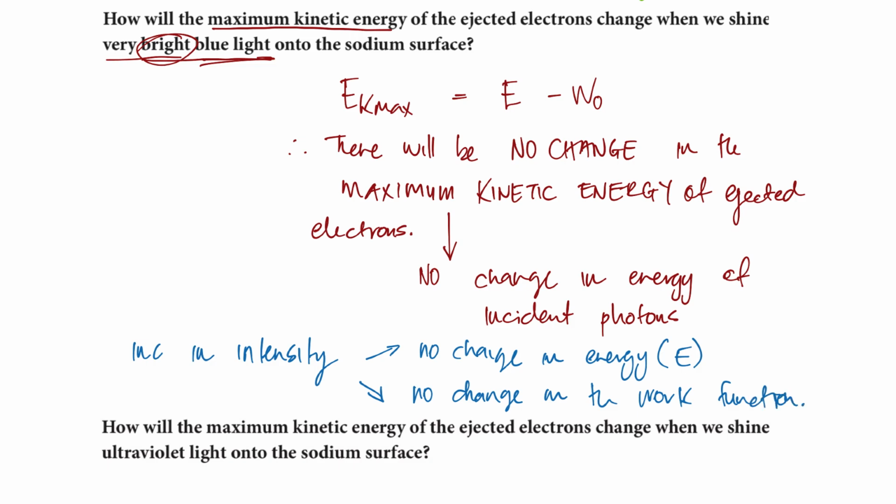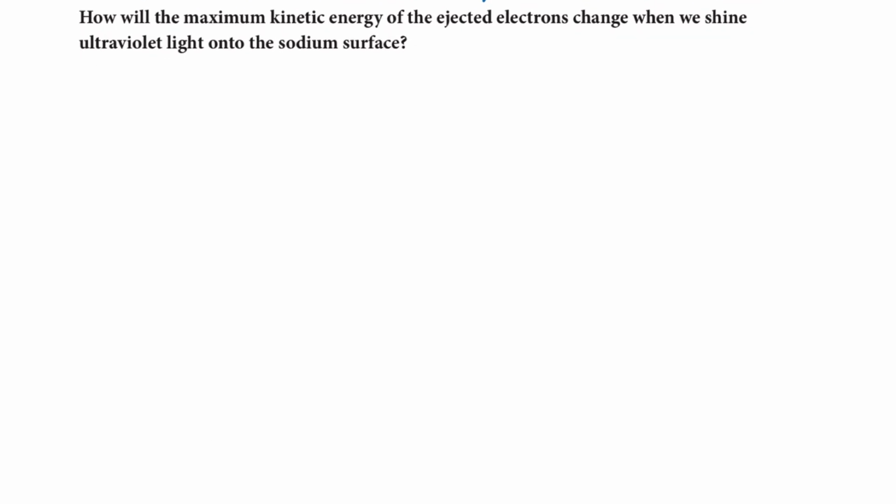No change of the metal. So that is why, if I have a bright blue light on a sodium surface, it doesn't matter whether it's bright or dull or dim. I'm still going to get no change. Right, then the last question here.